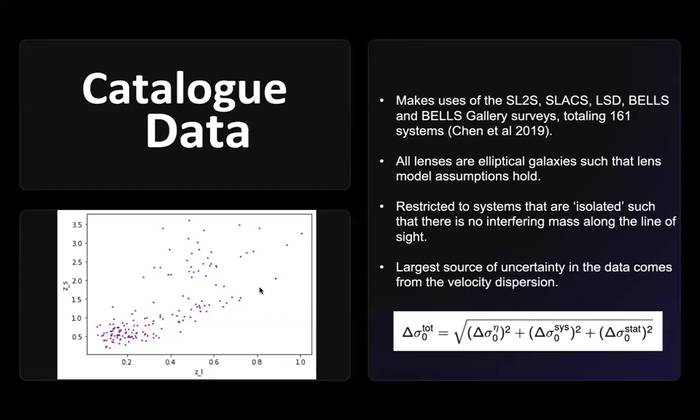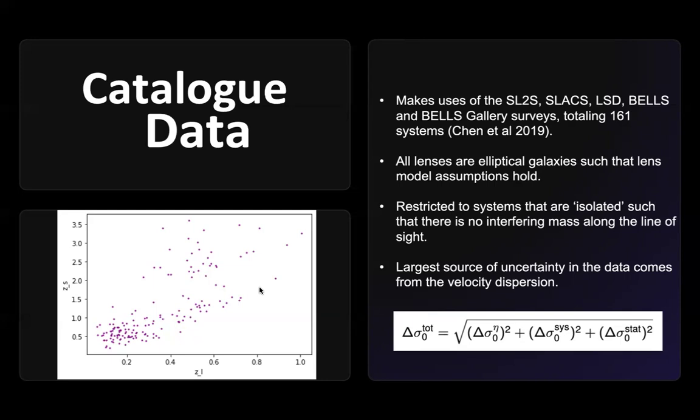So a bit about the data I use. It's compiled from many different surveys, most from the SDSS galaxies, and it totals 161 systems. Now, these lenses are all elliptical galaxies, so my lens models will hold, which I'll talk about in a second. And we should restrict these systems to isolated systems where there's no interfering mass along the line of sight. So there's no luminous material along the line of sight. Yeah, so there's no multiplane lensing, essentially. And obviously, no system is truly isolated, but we do the best we can.